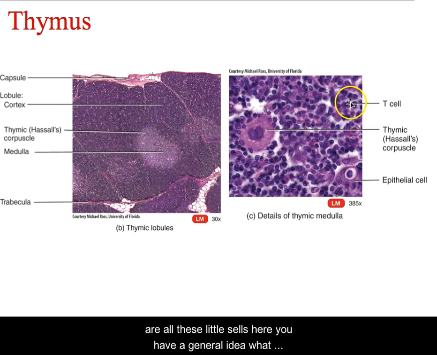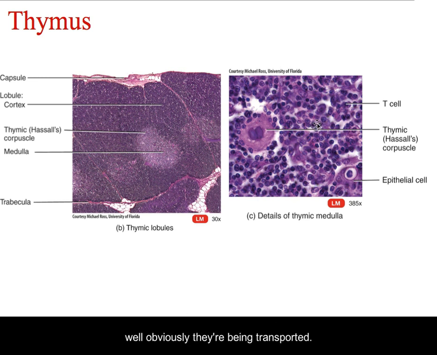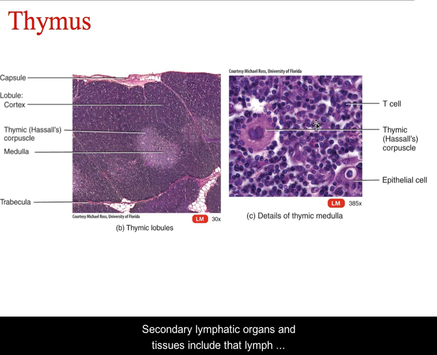And inside of these, you can see the primary population of cells are T cells. These are all these little cells here. And you've seen them inside blood, so you have a general idea what they look like. You should be asking yourself, if they're inside the thymus, what are they doing inside the blood? Well, obviously, they're being transported. That's one of the responsibilities of the circulatory system, right?